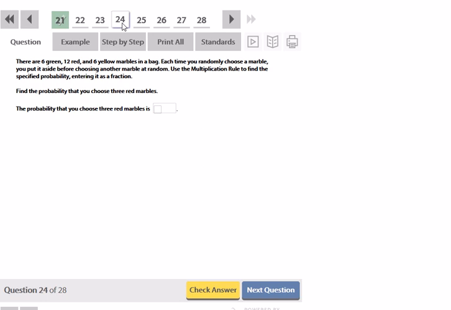There are 6 green, 12 red, and 6 yellow marbles in a bag. Each time you choose a marble, you put it aside. So this is the same thing, saying without replacement. There is no replacement. So what's the probability of choosing 3 red marbles? Okay. So the first time I look for a red marble, there's 12 red marbles out of 24 in total, times, the second time, there's only going to be 23 total marbles, but I've lost a red marble because I already picked one. Then the last time, there's only going to be 10 red marbles left out of 22.